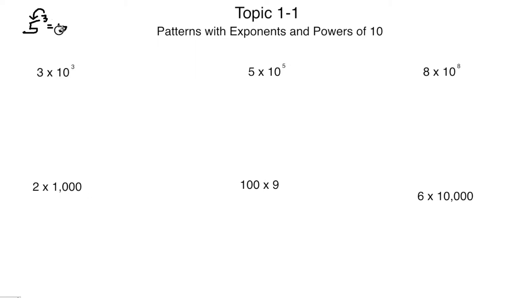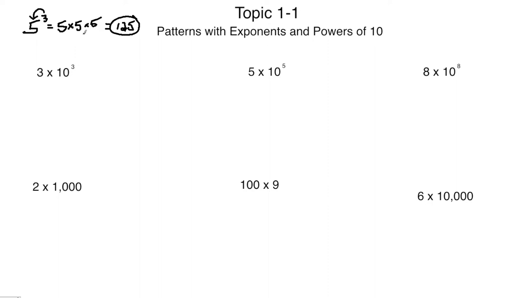So it looks like this expanded form. 5 times 5 times 5. So there's 1, 2, 3. So it's like a shortcut. So 5 times 5 is 25. 25 times 5 is 125. And there's your answer. Okay? So that's all it means.